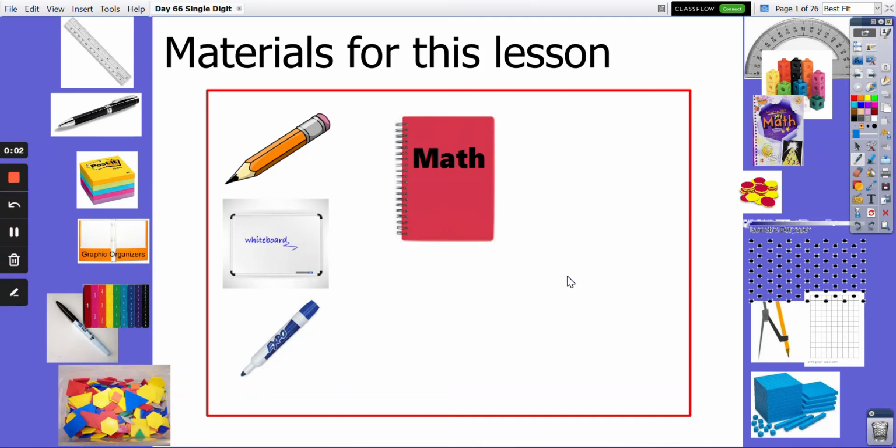Welcome to today's lesson. At the top of your paper, it should say multiply and divide whole numbers, single digit by multi-digit multiplication with partial products and the standard algorithm.